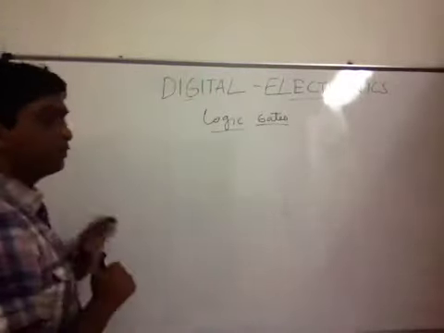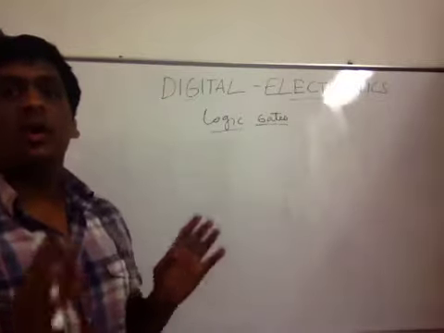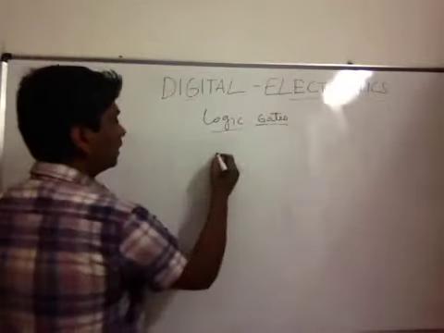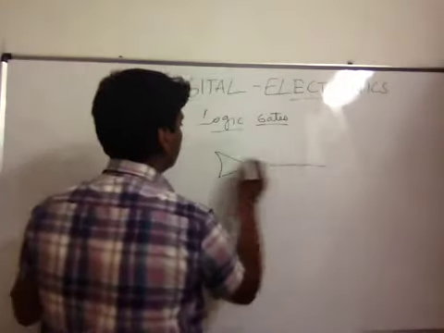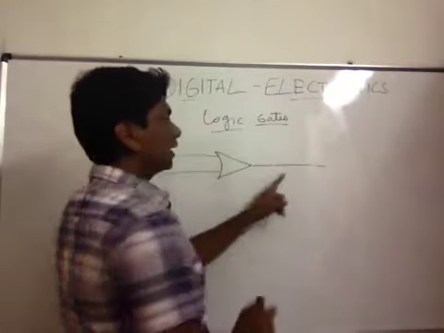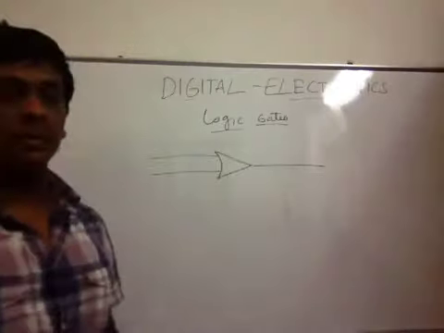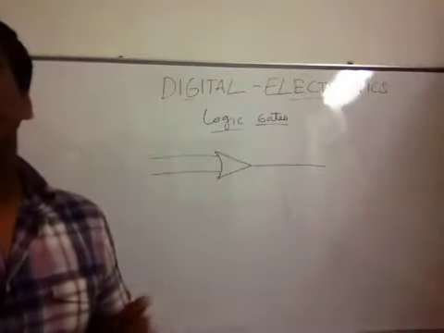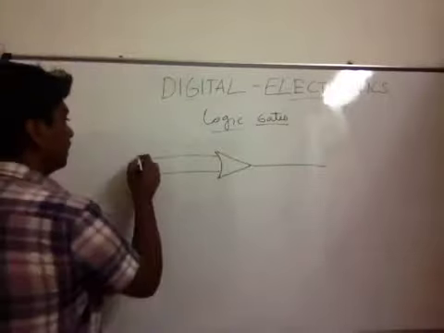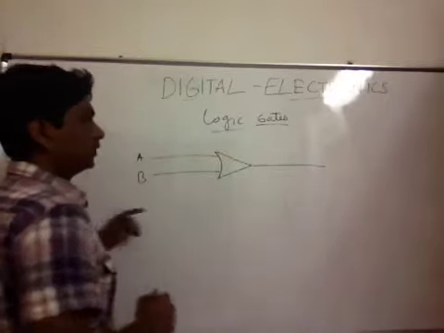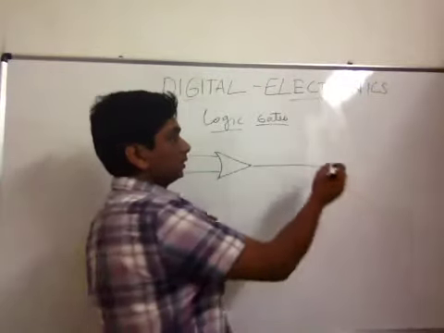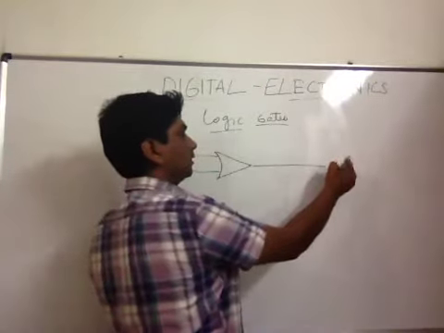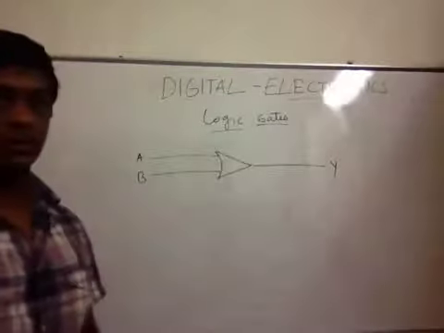The next gate you are going to look at is the OR gate. The OR gate has 2 or more inputs and 1 single output. For simplicity's sake, I'll take 2 inputs. I'll take A and B as inputs, and what shall be the output? We'll take Y as the output.